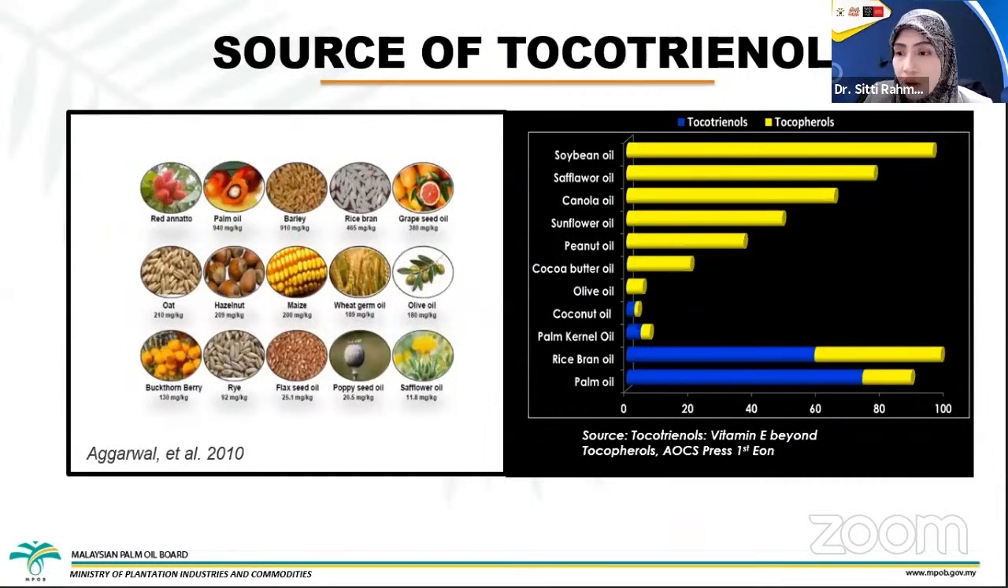This is the source of tocotrienol. Tocotrienol we can also find in the cereals and vegetables that you can see in these pictures. The vegetable oil actually provides the best source of vitamin E form, and particularly you can see that the palm tocotrienol, which is the palm oil and rice bran oil, contain the higher amount of tocotrienol.